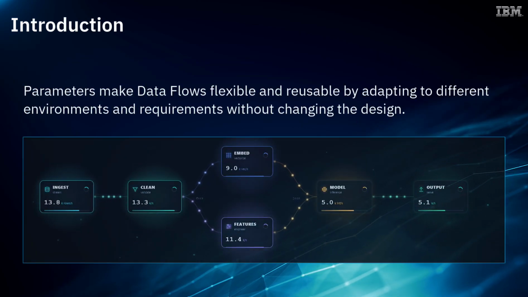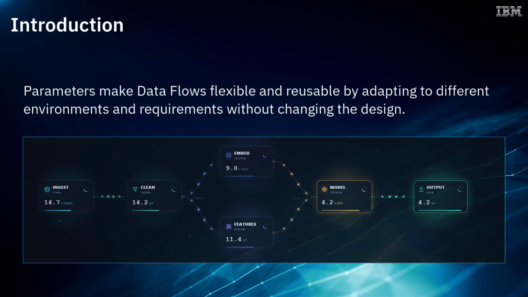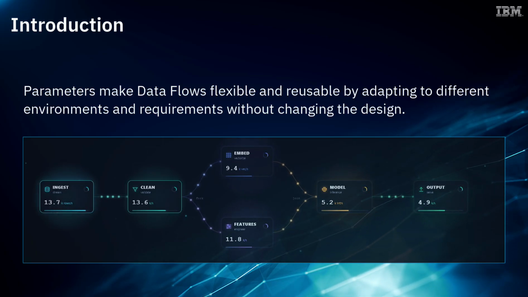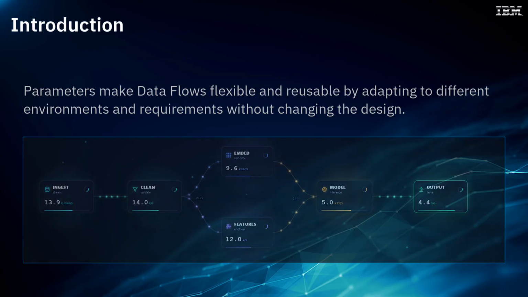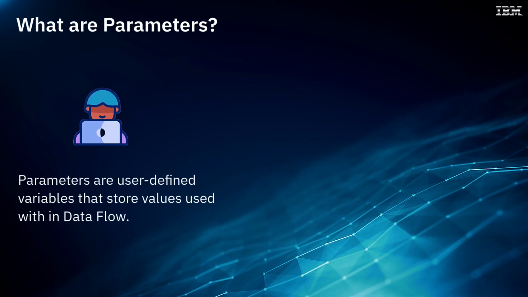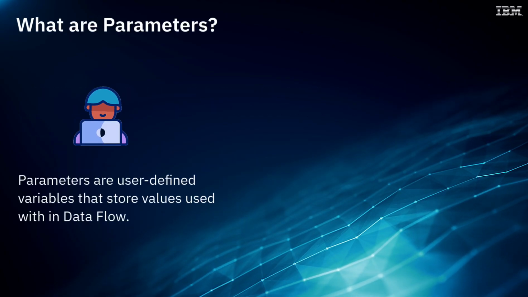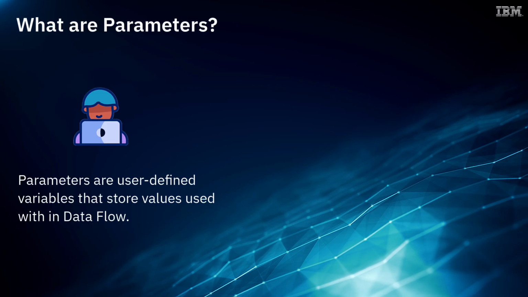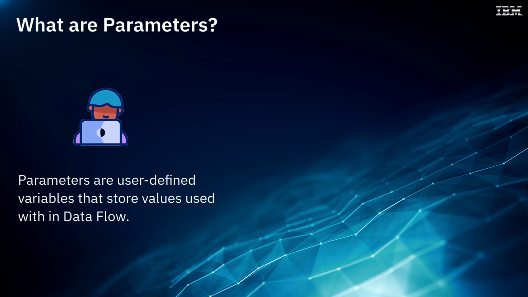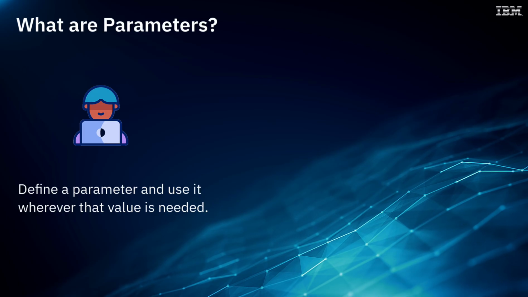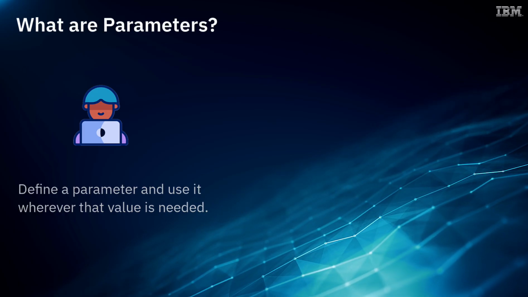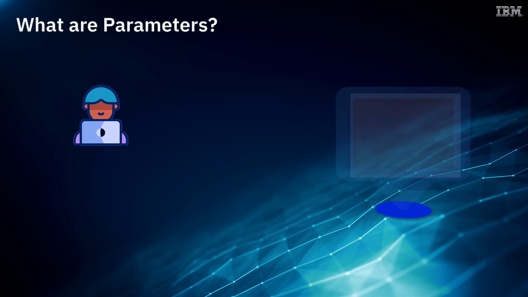Parameters solve this challenge by allowing you to create flexible and reusable data flows that can adapt to different environments and requirements without changing the design itself. Parameters are user-defined variables that store values used within a data flow. Instead of hard-coding values directly into stage configurations, you can define a parameter and reference it wherever that value is needed. Think of a parameter as a placeholder.